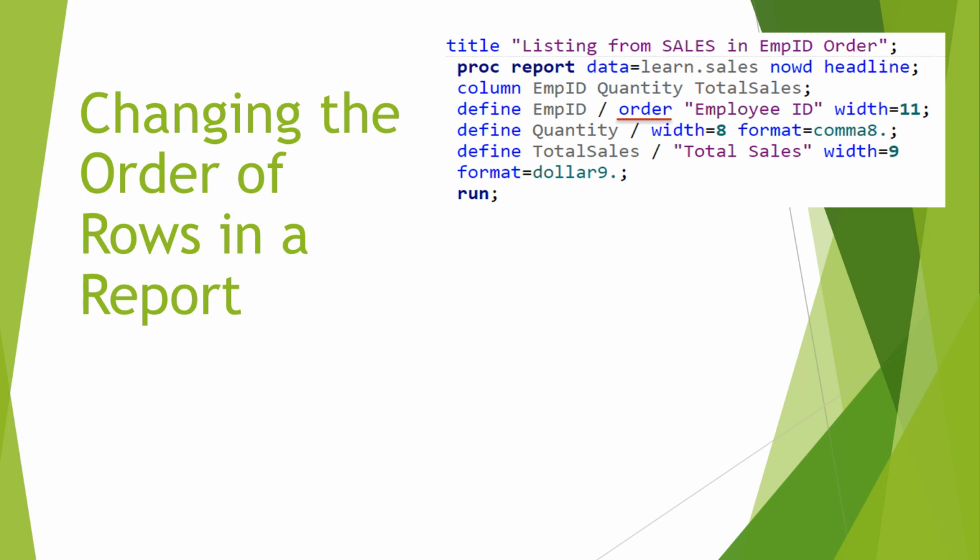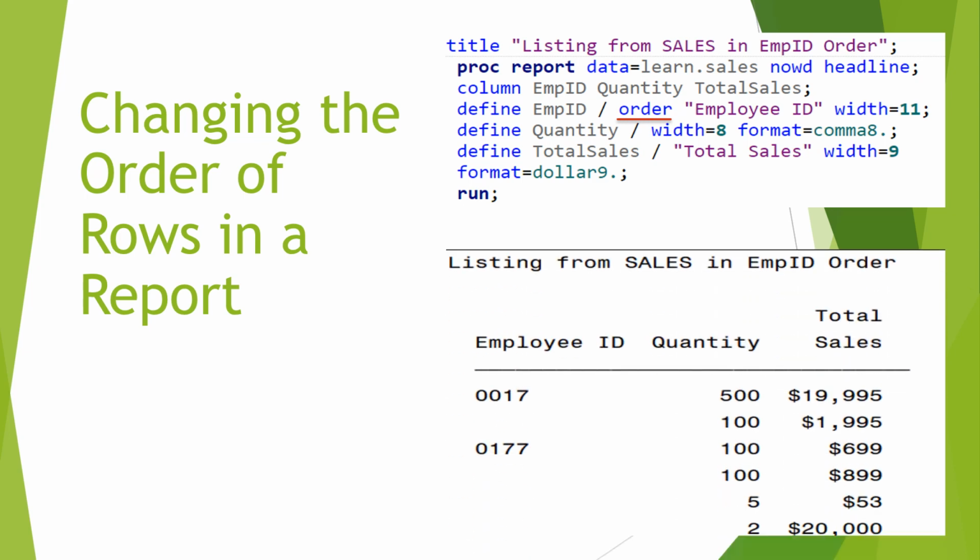As an example, suppose you want a listing of your sales dataset with the variables employee ID, quantity, and total sales. In addition, you also want this listing to be arranged in employee ID order. The keyword order in the define statement for employee ID produces the result in order of ascending employee ID. This saves you the trouble of having to sort your dataset prior to requesting the report. The resulting report is displayed here.